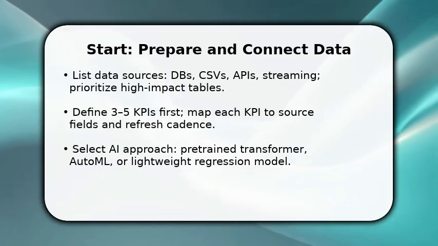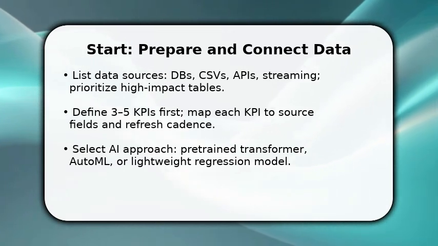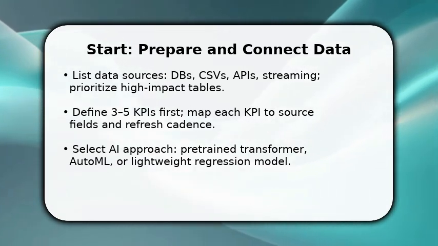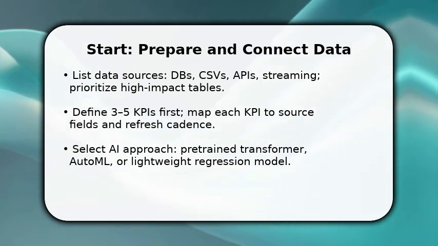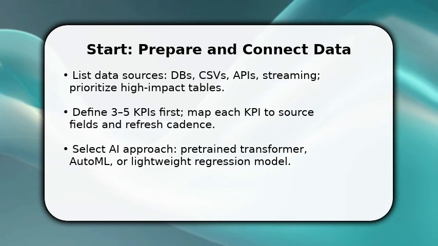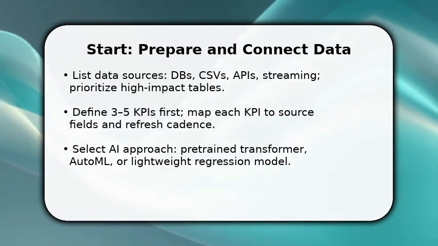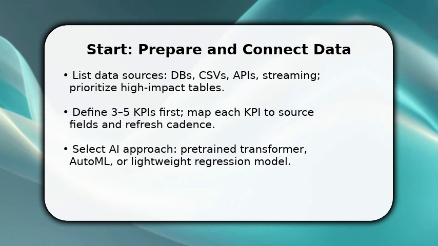You begin by inventorying what matters. List the exact tables, APIs, and files you will use, and pick 3 to 5 primary KPIs to drive decisions. Once done, map each KPI to the source fields and choose Refresh Cadence so your dashboard stays current.